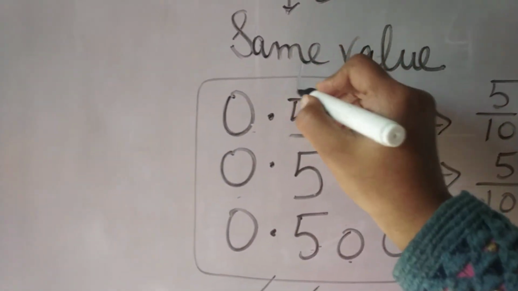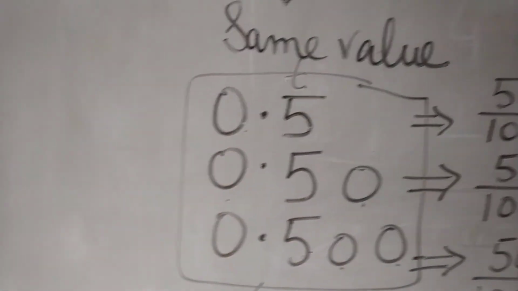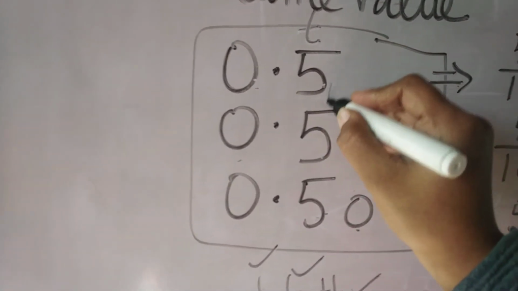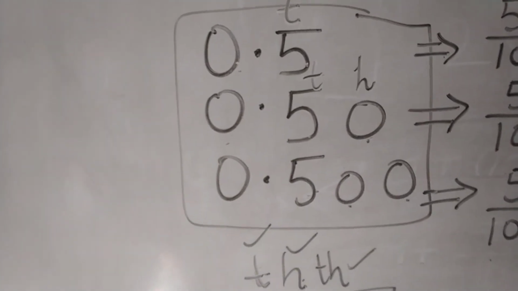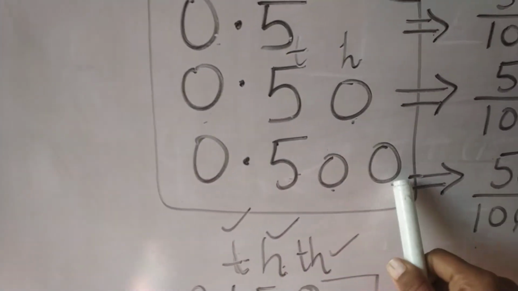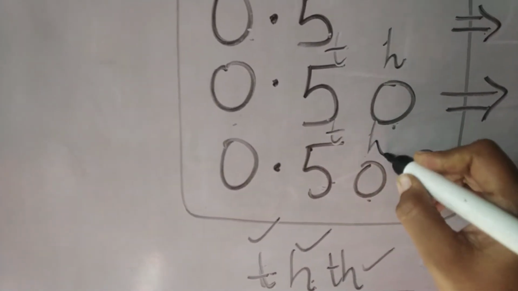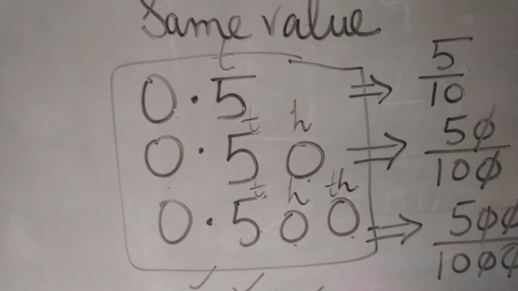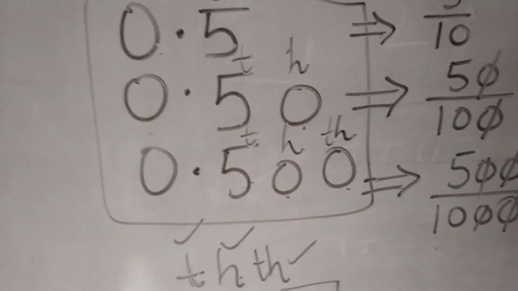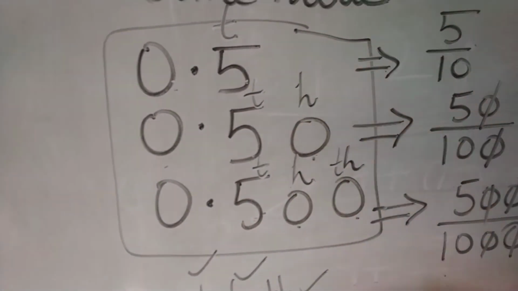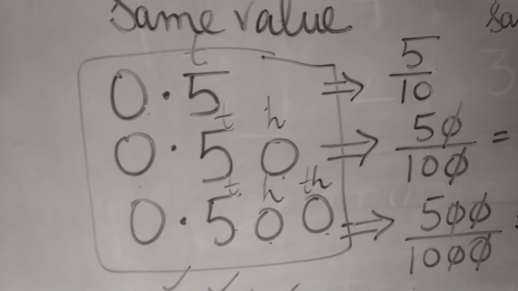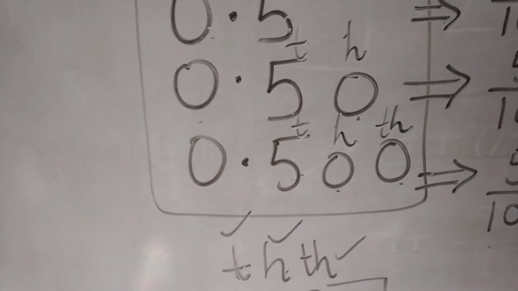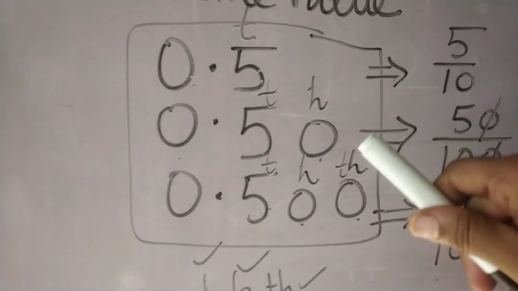0.5 has only one number after the decimal. 0.50 has two numbers after the decimal, that is at tens and hundreds place. Whereas 0.500 has three numbers after the decimal, that is tens, hundreds and thousands. So these three numbers have three different numbers of places. So they come into the category of unlike fractions, sorry, unlike decimals, because they are not similar at their decimal places.